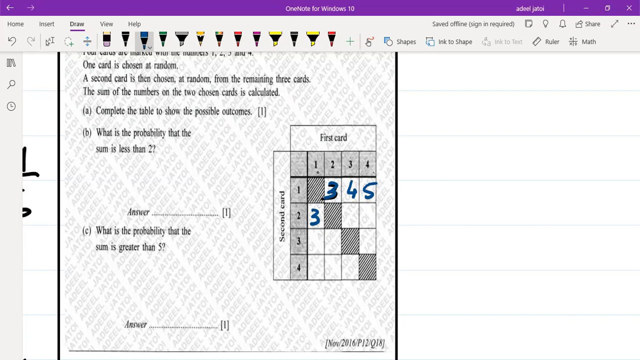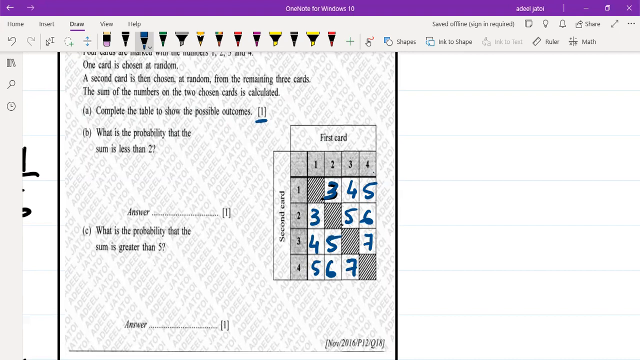Then again, if you have the first card as 2, you can't have the second card as 2, because there is no second card of 2, so you can't have that possible result. You're going to mark it just like that. 3 plus 2 will be 5 and this should be 6. 1 plus 3 is 4, then 2 plus 3 is 5, and obviously you can't have 3 and 3. Then you will have 4 and 3, that is 7. 1 plus 4 is 5, this should be 6 and this should be 7. So the question says complete the possible outcomes, which is 1 mark.